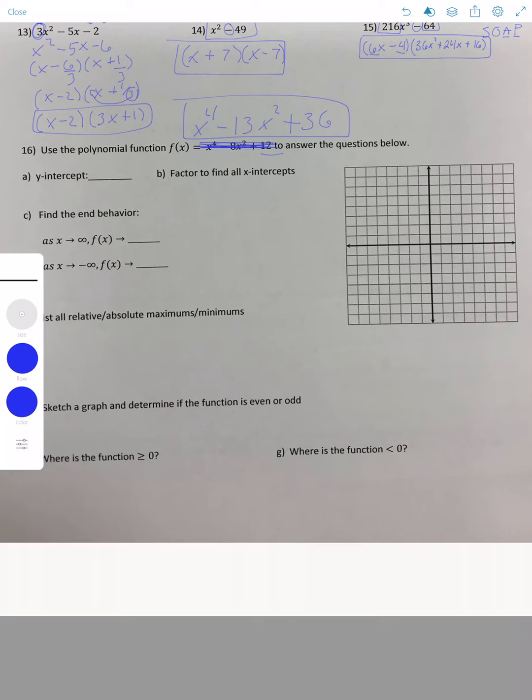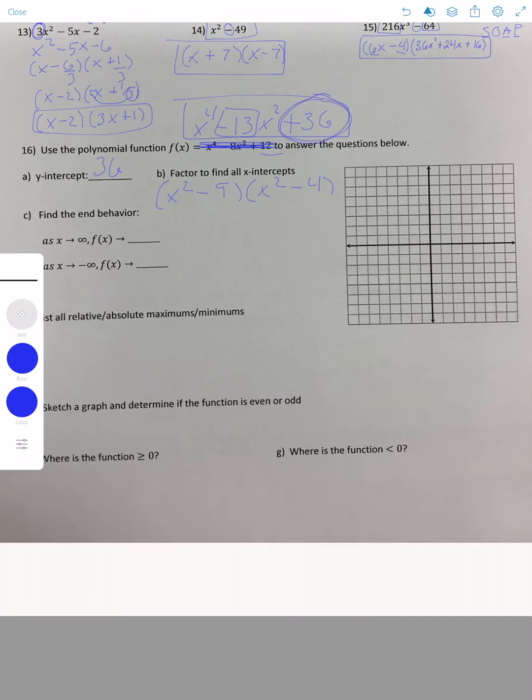All right, so what is my y-intercept? Y-intercept is the number by itself, right? So that is our constant, so 36. So it's going to cross the y-axis at 36. Well, notice we don't have a y-axis that goes up that high. Now, letter B says factor to find all of the x-intercepts. So if I factor this, let's see, I know that x squared times x squared is going to get me x to the 4th. I need two numbers that multiply to 36 but add to negative 13. So that's going to be negative 9 and negative 4. So negative 9, negative 4.